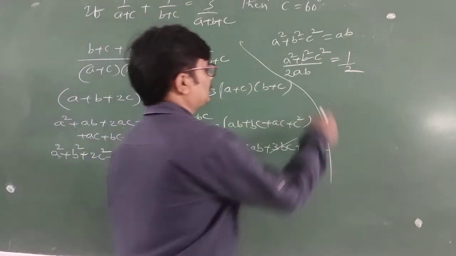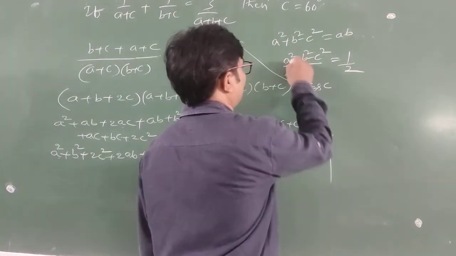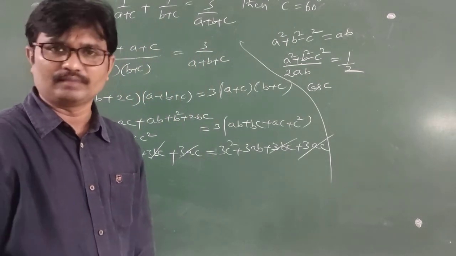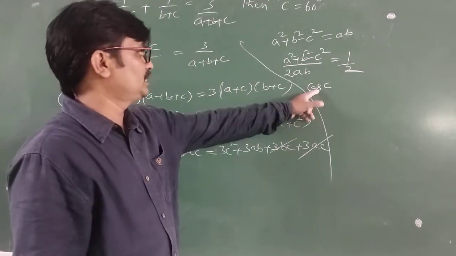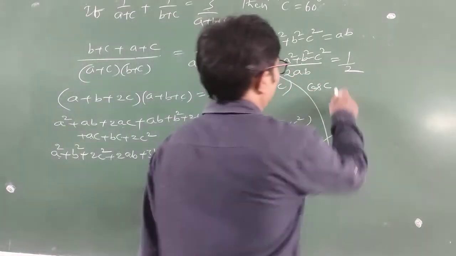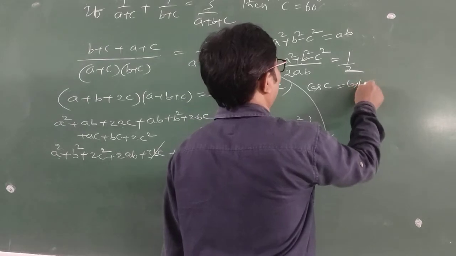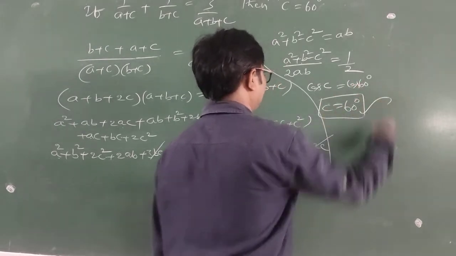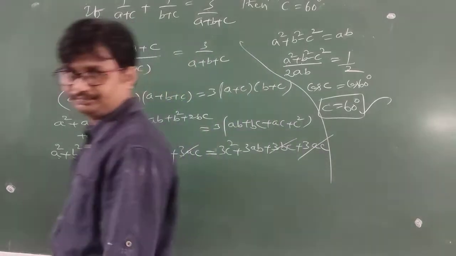This is nothing but cos C. Cos C is the form a square plus b square minus c square by 2ab from the cosine rule. So cos C is a square plus b square minus c square by 2ab, this is 1 by 2, which is cos of 60. Now C equal to 60 degrees. Okay.